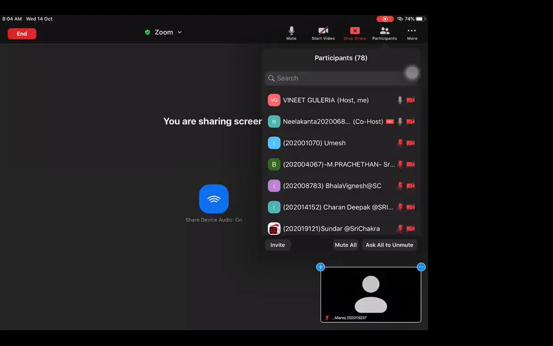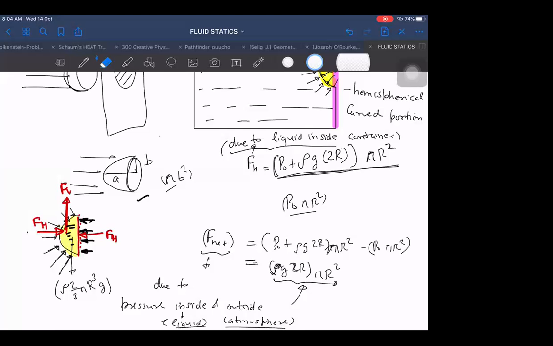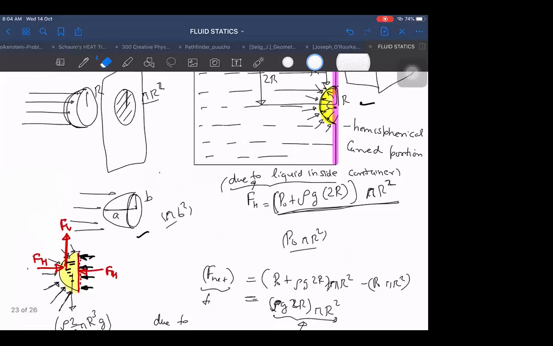Anyway, I was discussing this, right? Just remember one thing: there is no friction. If you don't want to remember tangential force, there is no friction-like force. There is no tangential force on a fluid at rest. What force is there? There is a normal force, but not a friction-like force.